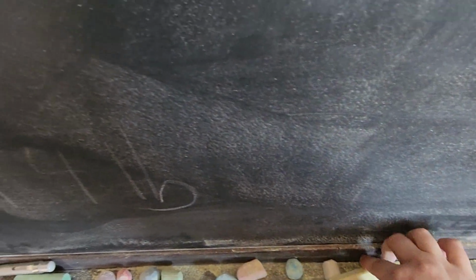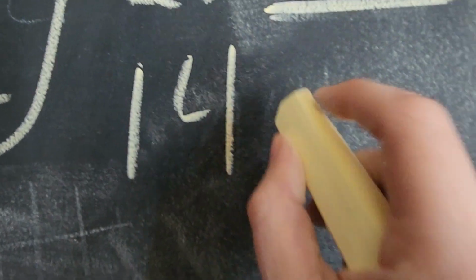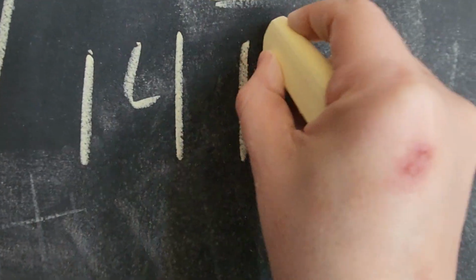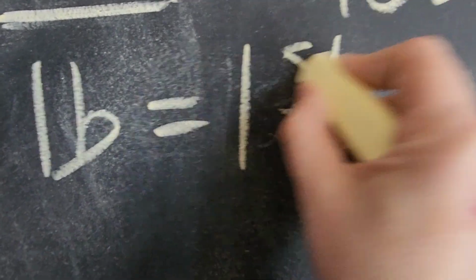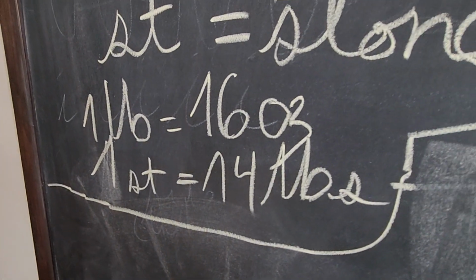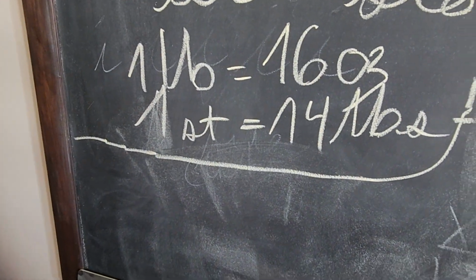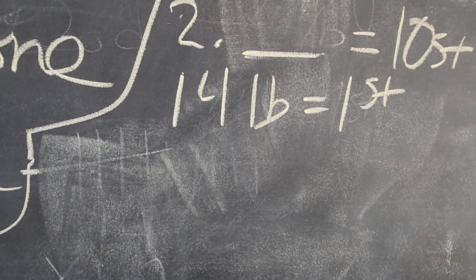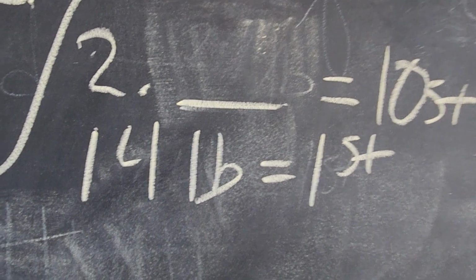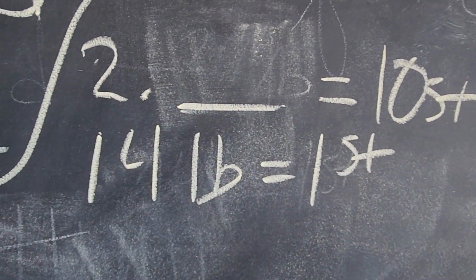Okay. Let me put that back. Okay, so 14 pounds is 1 stone. And that's a given. That's right there. 1 stone is 14 pounds. Right there. But I think it's multiplication. I think you multiply the 14 times 10. But I just gotta figure out how to multiply it.